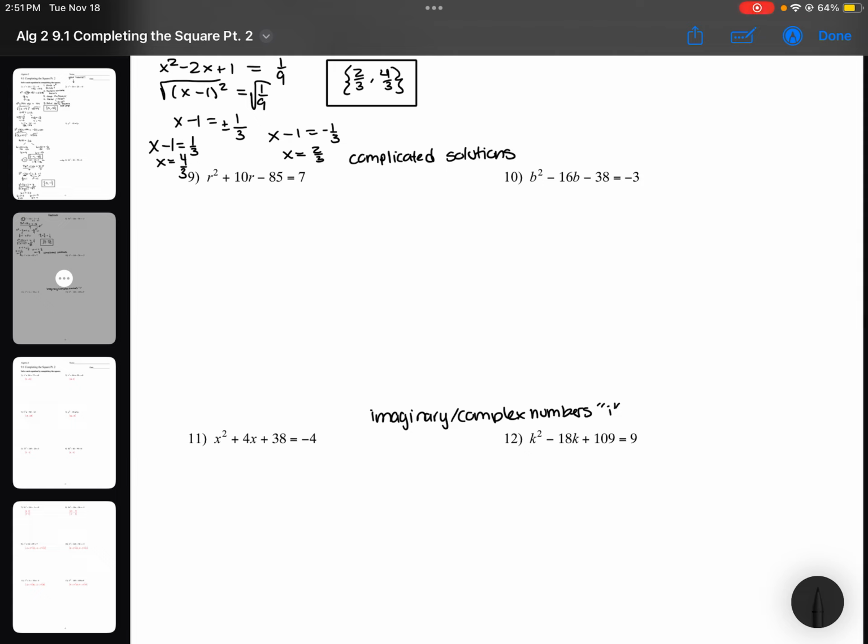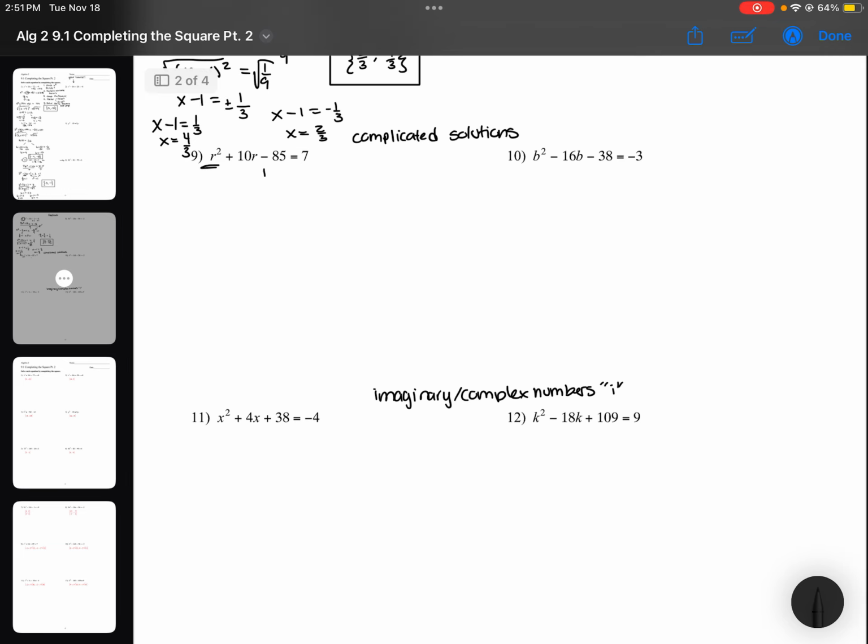Sorry. Okay, first step, r squared is just r squared. I don't need to divide by anything, so I just want to add over the 85. So I have r squared plus 10r equals 85 plus 7, which is going to give us 92. Now I want to complete the square, so half of 10 is 5. 5 squared is 25, so that's what I'm going to add to both sides, plus 25, plus 25.